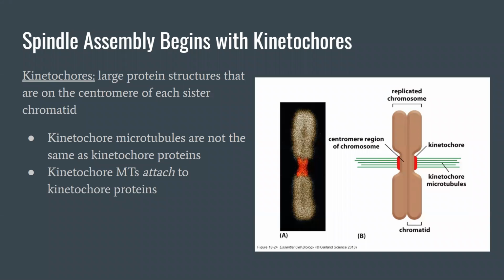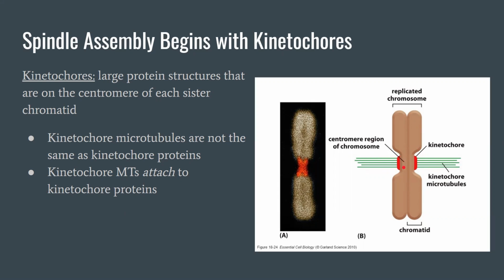So spindle assembly begins with the kinetochores. Kinetochores are large protein structures that are on the centromere of each sister chromatid. This is the centromere region, which is an actual part of the sister chromatids. And then you get this kinetochore, which is a protein, this red part on the centromere region. So it's not a part of the sister chromatid, it's just on it. And these green lines are the kinetochore microtubules that attach to the kinetochore.